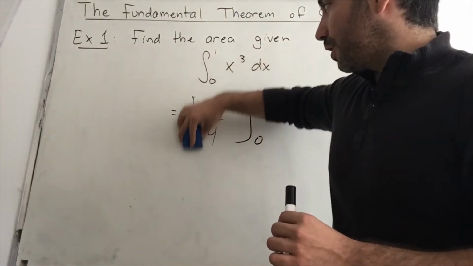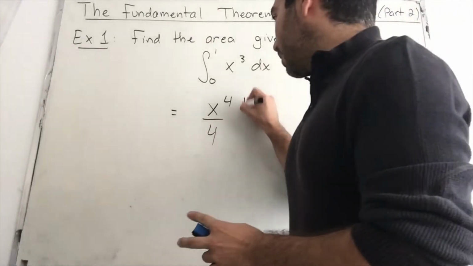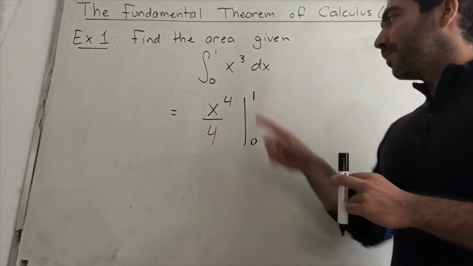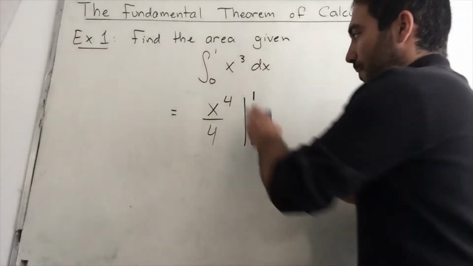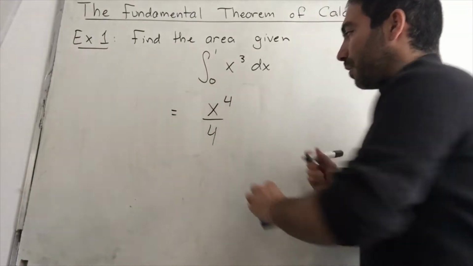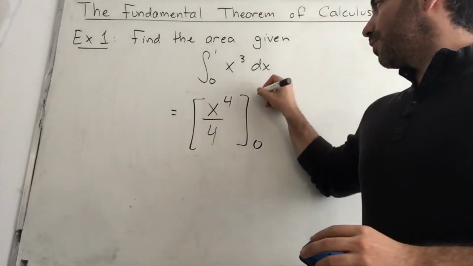You could also put just simply a straight line and say that you have to still evaluate this from 1 to 0. Okay, so this is just notation that you could use. I'm gonna stick to these square brackets. So I put this in square brackets. We're gonna evaluate this from the lower bound 0 to the upper bound 1.